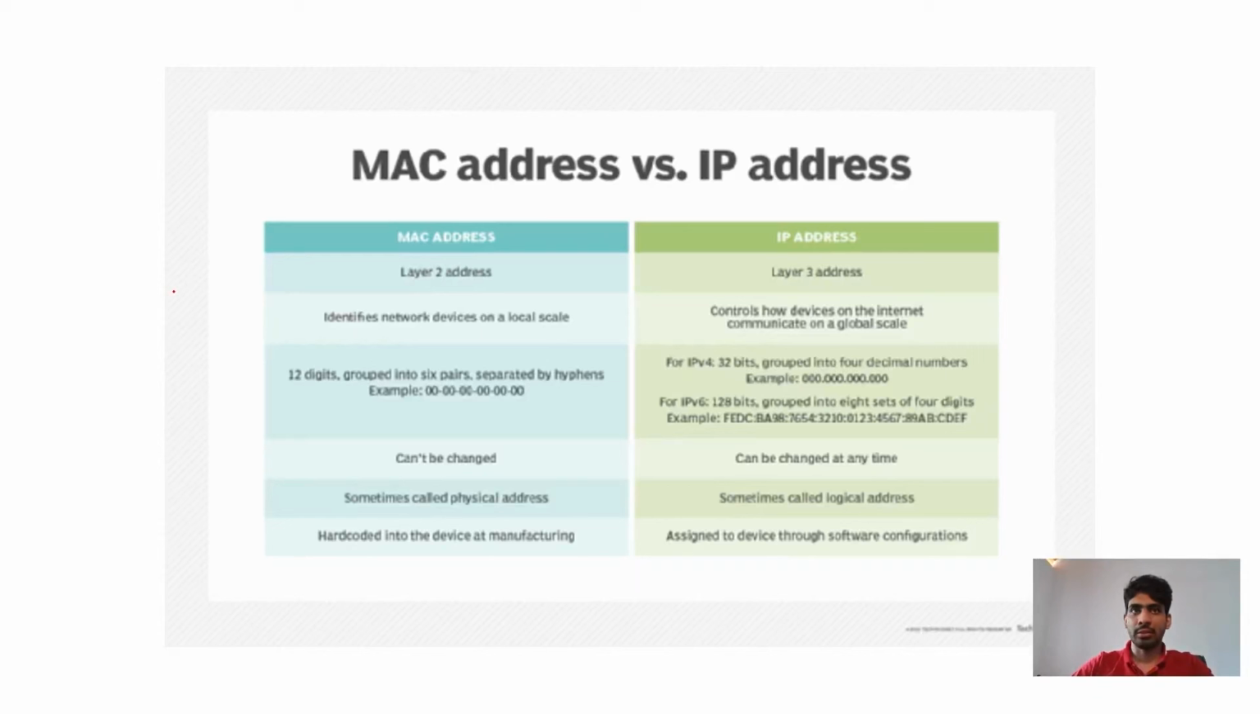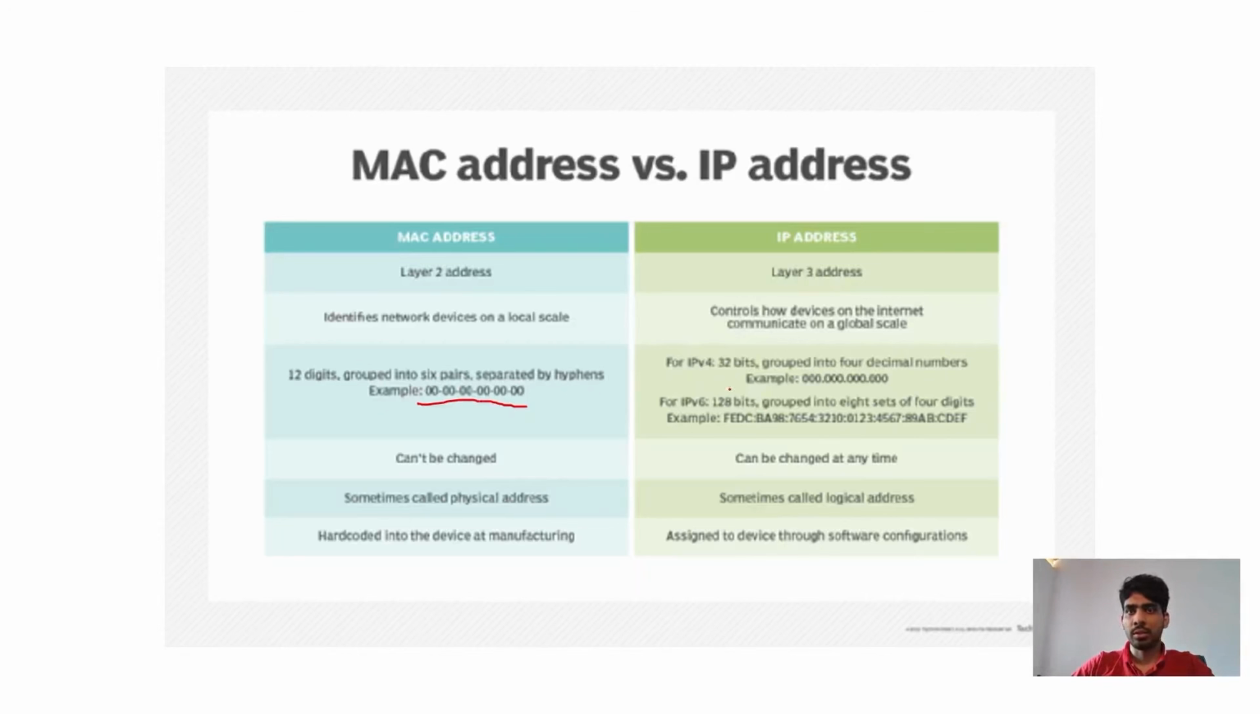It's programmed using firmware, so we can't just change it like an IP address. An IP address is not like that; it can be changed. As mentioned on this slide, IP addresses can be changed, but MAC addresses can't. A MAC address looks like this: it has 12 digits divided into parts of 2, so there will be 6 pairs separated by hyphens.